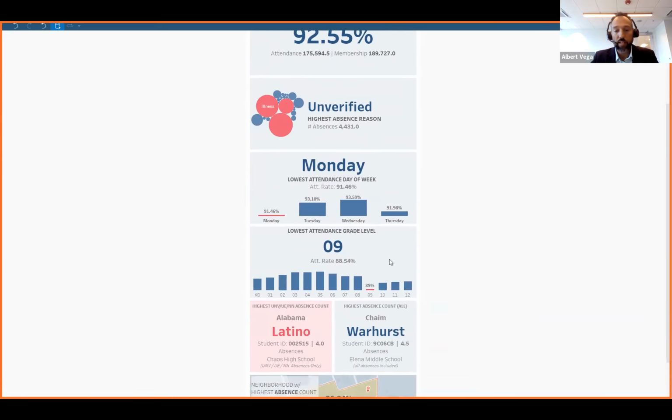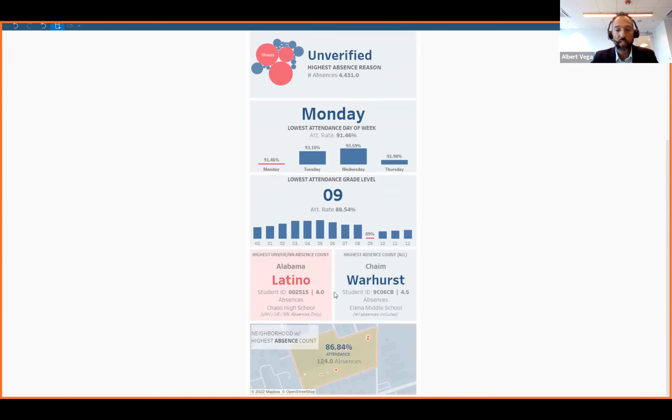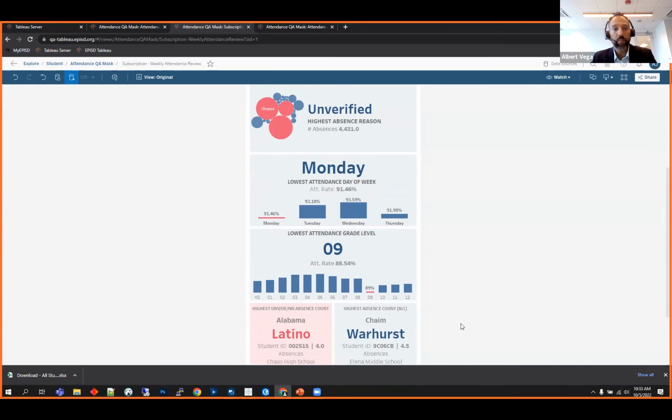We also show the lowest grade level and the students with the highest absence rate for that week. And then, just like we did in the other ones, we show the targeted neighborhood that may need some support. In this case, for one week, there were 124 absences just in that neighborhood.